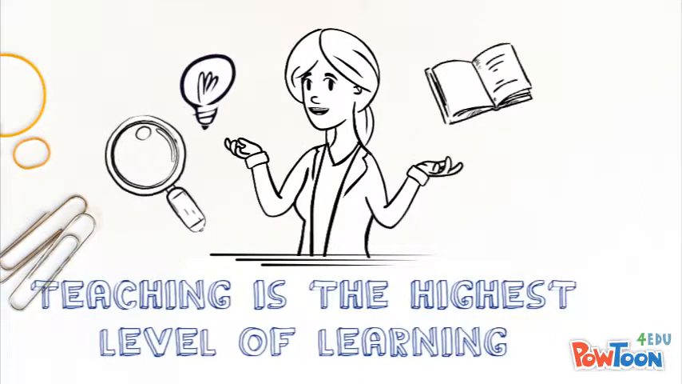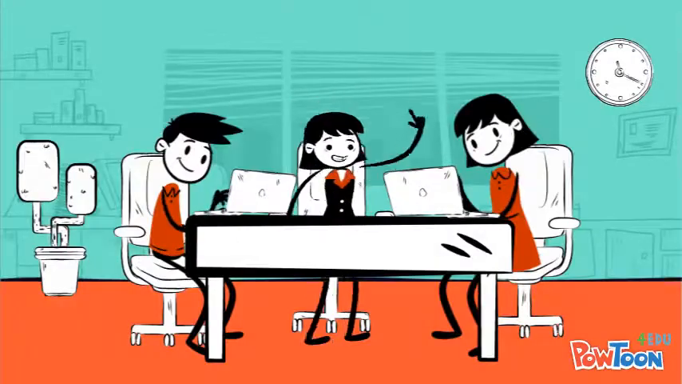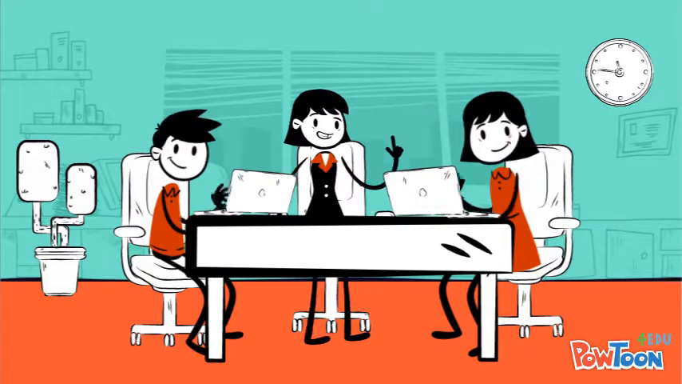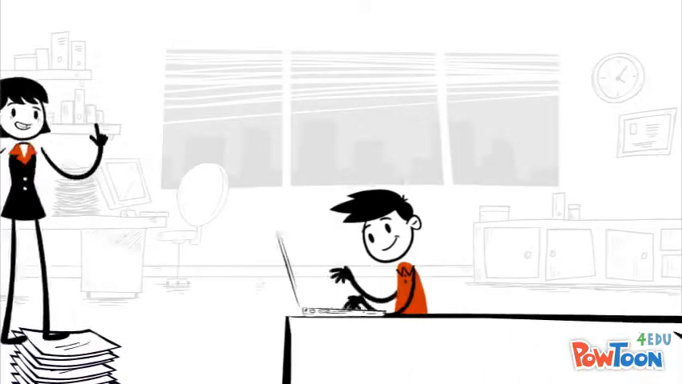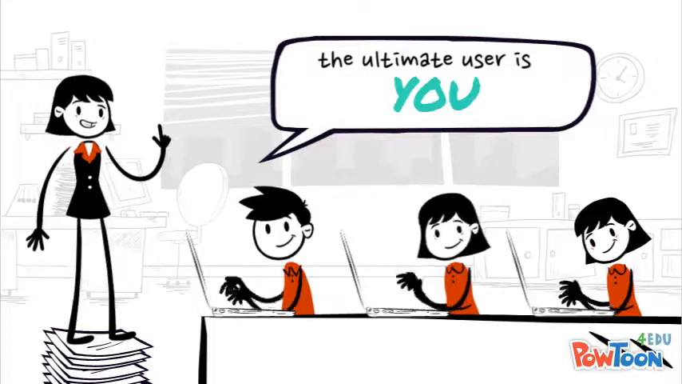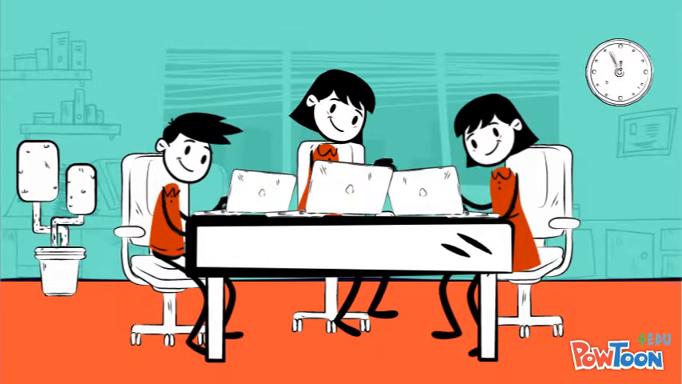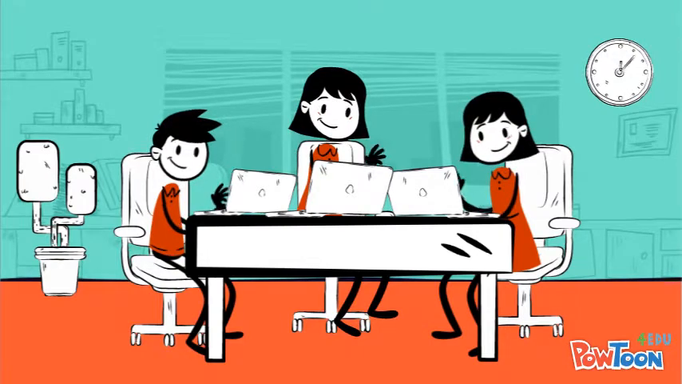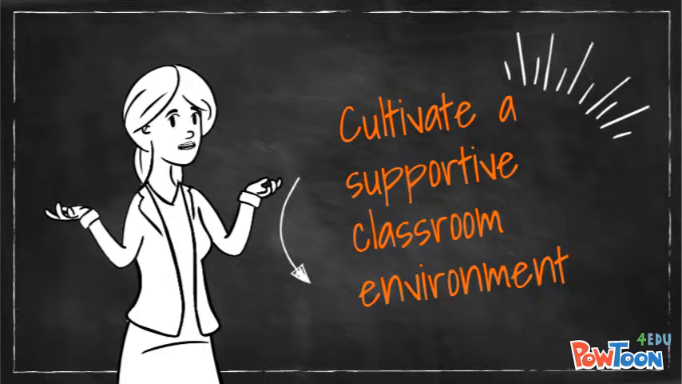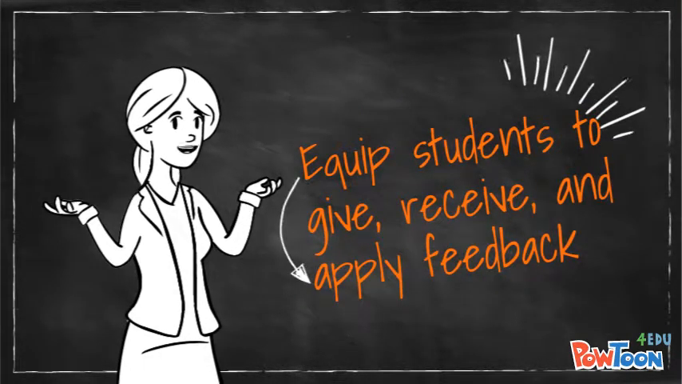Paul Black and Dylan William, in their research publication Inside the Black Box, Raising Standards Through Classroom Assessment, declare that the ultimate user of assessment information, which is elicited in order to improve learning, is the pupil. With this in mind, it seems natural that students engage in peer feedback. In order for peer feedback to be effective, the teacher needs to carefully cultivate a supportive classroom environment and equip students to give, receive, and apply feedback.